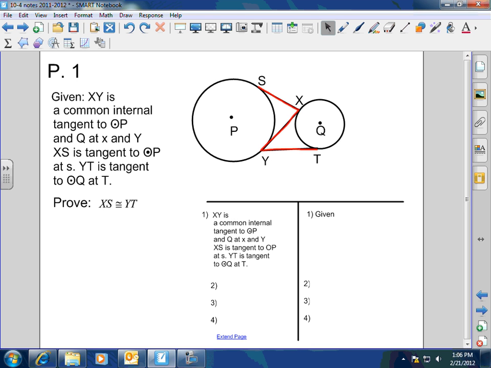XS is congruent to XY because of the two tangent theorem. Phenomenal. Next, XY is congruent to YT because also the two tangent theorem. Is everyone seeing this? XS is congruent to XY because of the two tangent theorem.